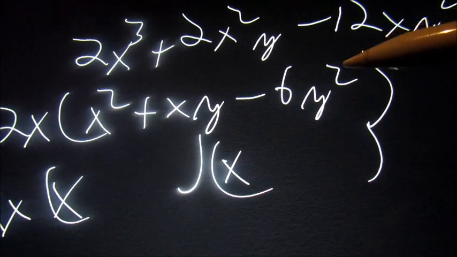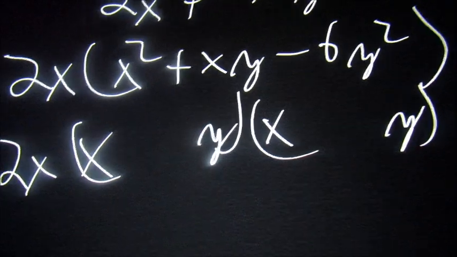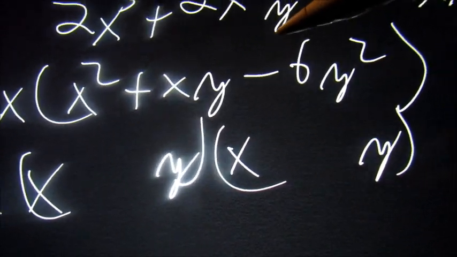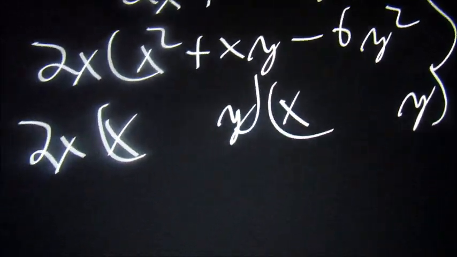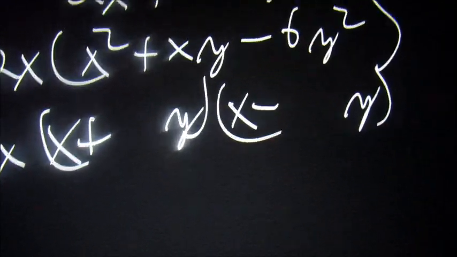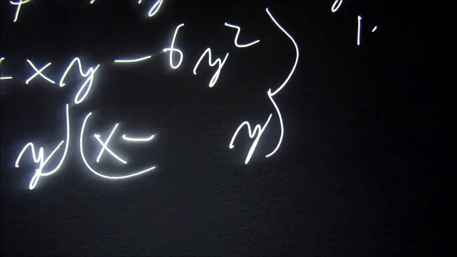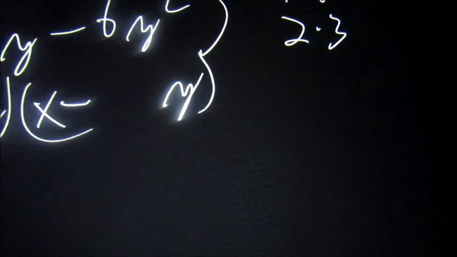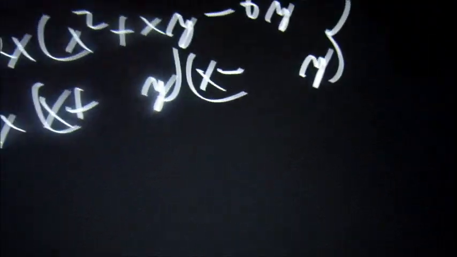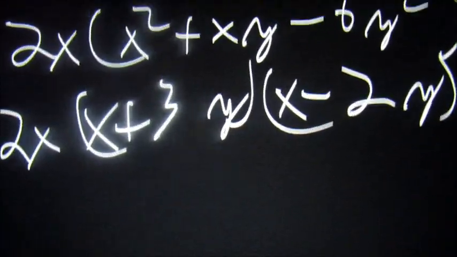We know that we're going to have an x and an x. Because we have a y squared, we're going to have a y and a y at the end of the binomials. Then I have a minus, so I'm going to have to subtract to get to a 1. The bigger number is going to be a plus, and the smaller number is going to be a minus. My choices for 6 are 1 and 6 and 2 and 3. Since I'm subtracting, I need to use the 3 and the 2, because 3 minus 2 equals 1.